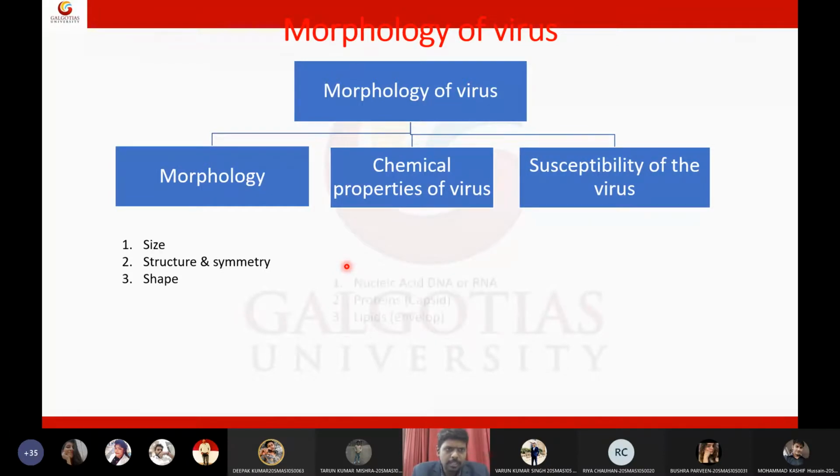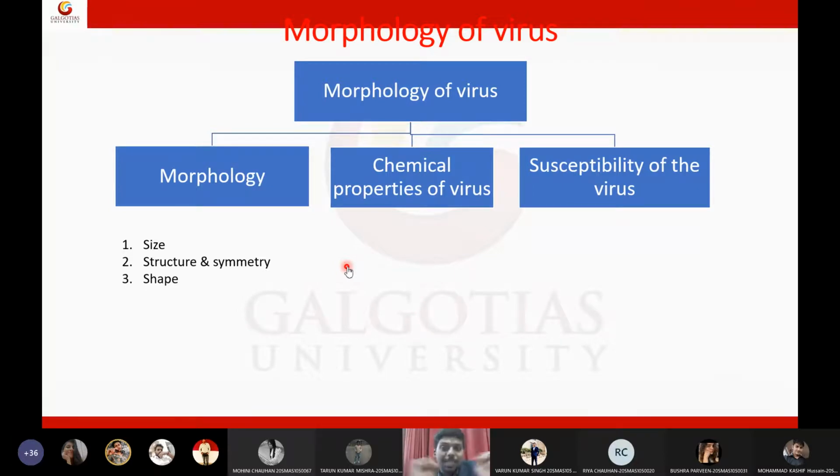Then shape: viruses come in three shapes. Can anyone say the shapes of viruses? What are the three shapes of viruses? Rod shape, spherical shape, and complex shape. Very good. Rod, spherical, and complex.